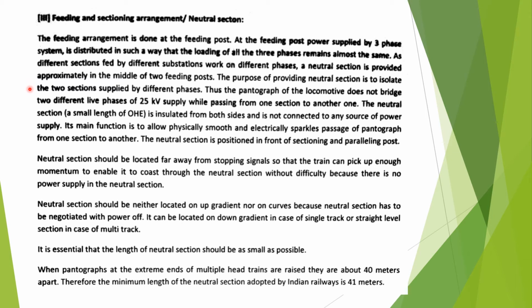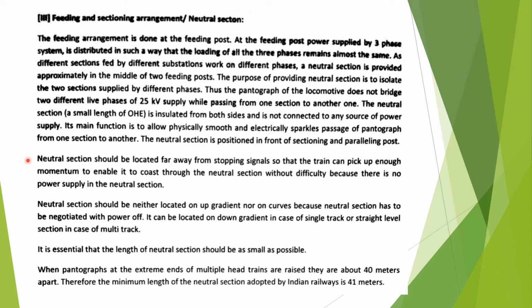Thus, the pantograph of the locomotive does not bridge two different live phases of 25 kV supply while passing from one section to another. The neutral section, which is a small length of the overhead equipment, is insulated from both the sides and is not connected to any source of power supply. Its main function is to allow physically smooth and electrically sparkless passage of the pantograph from one section to the other. The neutral section is positioned in front of the sectioning and the paralleling post.